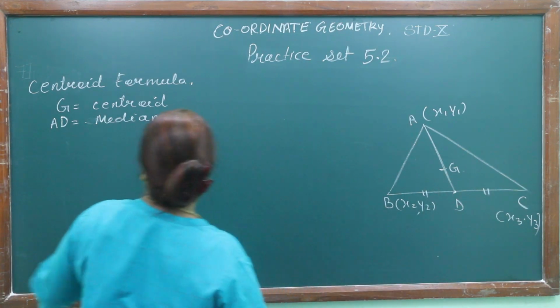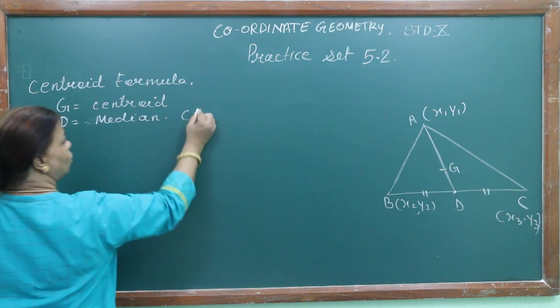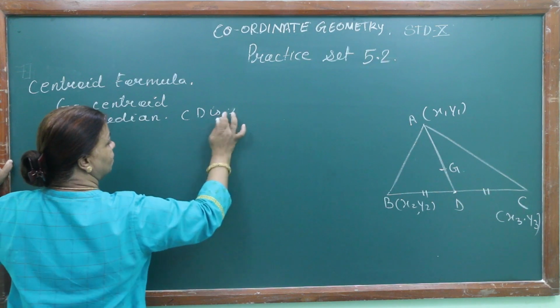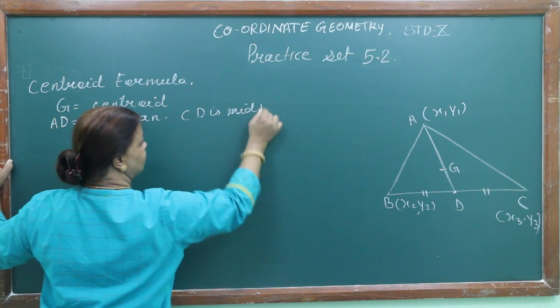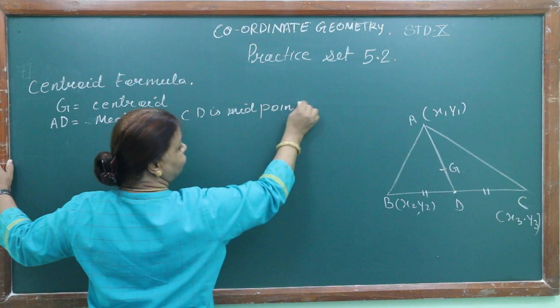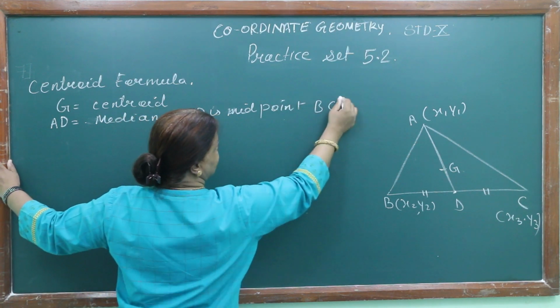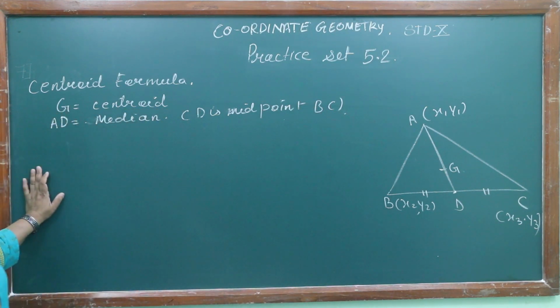So D is the midpoint of BC. So AD is a median.